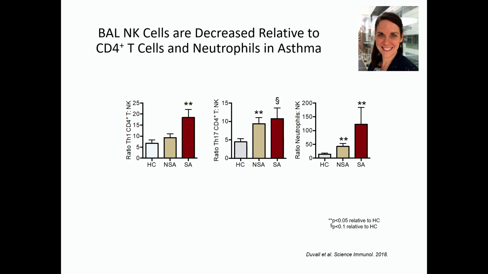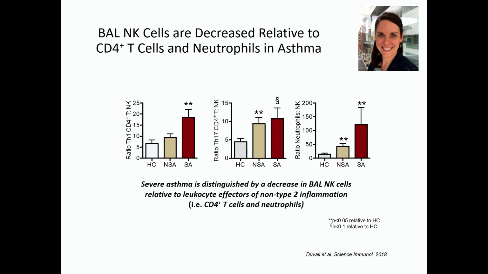And here what we found is that if you look at the relative amounts of Th1 cells to natural killer cells in healthies, non-severe asthmatics or severe asthmatics, you can see that that ratio is increased in severe asthma. Here's Th17s, and here's neutrophils to NK cells. And in red there, in all cases, the severe asthmatic had much more of these effectors, these leukocyte effectors of non-T2 inflammation, these CD4 T cells and neutrophils, relative to their natural killer cells, suggesting that this NK cell clearance mechanism was not working properly in severe asthma.